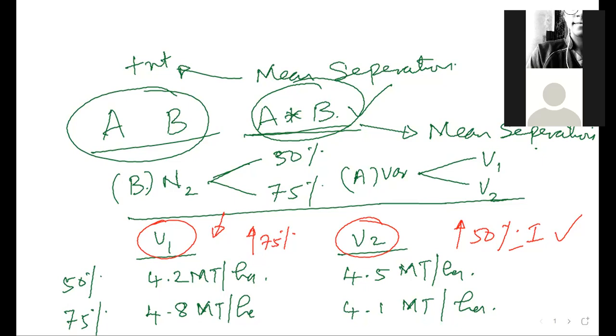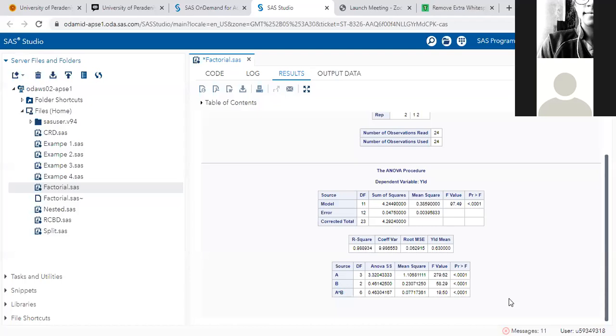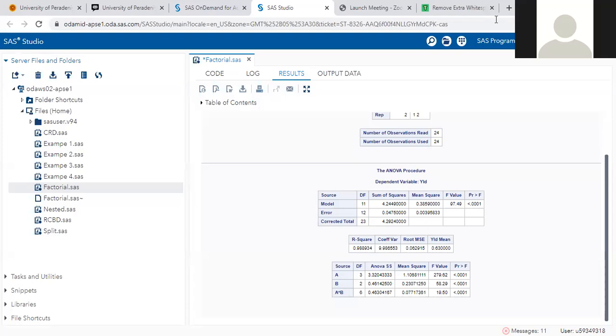Okay. Any questions? We can do that factorial also. We can go back. So one student is asking, sir, his area has a power cut. Okay. Right. Okay.